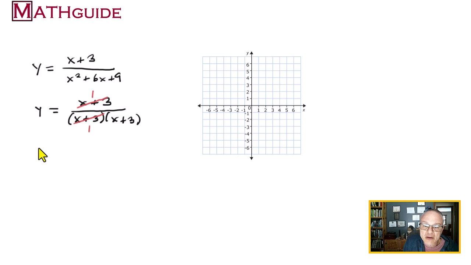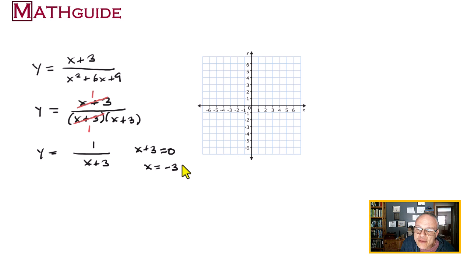So you reduce the fraction, and you're left with 1 over x plus 3. But keep in mind, we just took x plus 3 and reduced it. So to find the hole, it's always a technique to find the hole. When you reduce a fraction by a common factor, it locates the hole. So now we know there's a hole. That's why I'm putting a little h here for hole. Okay, then you set the denominator equal to 0.